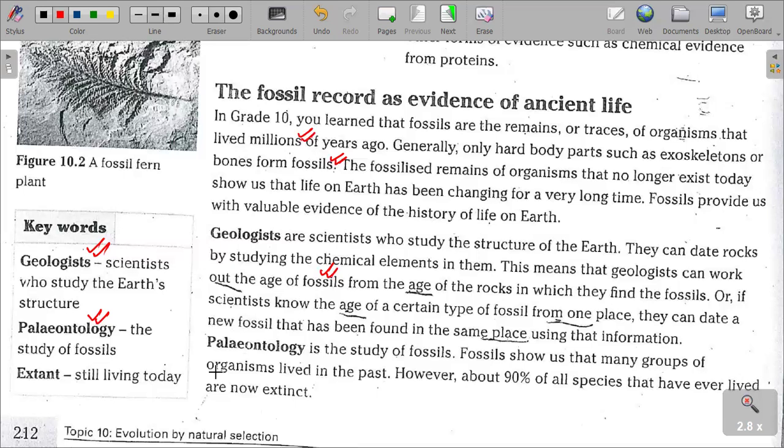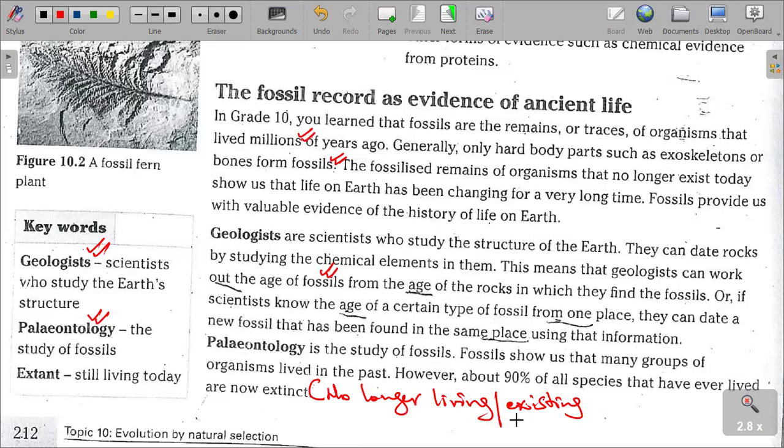So fossils show us that many organisms lived in the past, and about 90% of the species that have ever lived are now extinct. I'm saying extinct means no longer living, or we can say no longer existing.